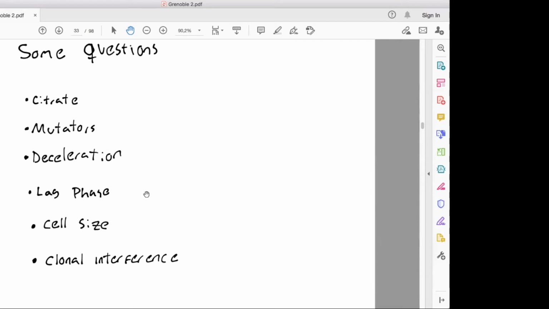Also, a good question is, how can the change in the lag phase be modeled from the population genetics point of view? Because this will give you a very different way of selection. I am also puzzled by the cell size. I mean, why does it increase? Is it a good idea to be bigger in a liquid media where you are just moving around randomly? And the last point is clonal interference, right? So how are we going to model clonal interference?